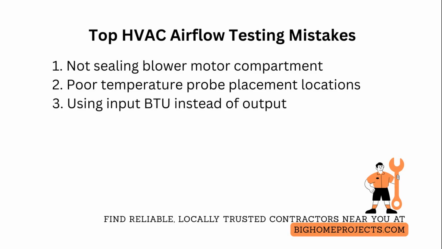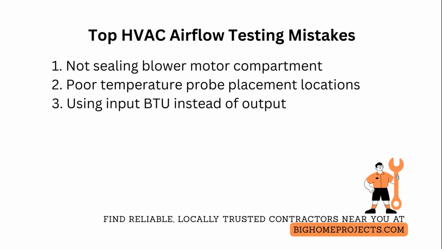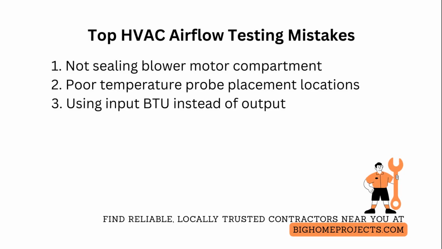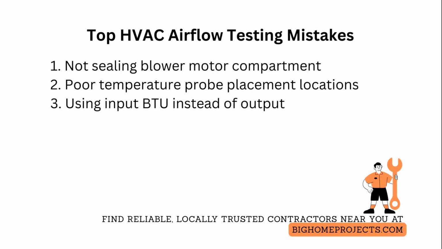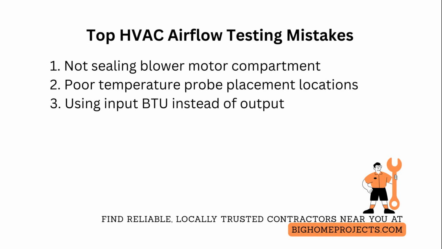One of the most common temperature rise errors is taking supply and return temperatures in the wrong locations, such as too close to the heat exchanger or in the return drop near infiltration points. Fix it by measuring in the main supply trunk downstream of the coil or plenum, and in the return plenum upstream of the filter, then averaging multiple traverse points.